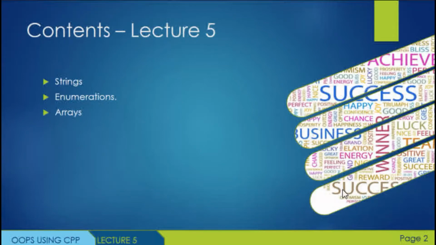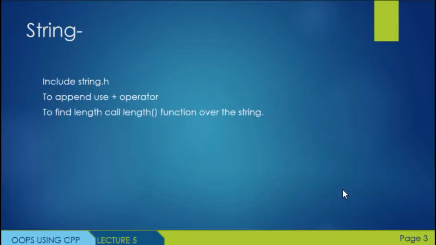So, contents for today are strings, enumerations, and arrays. To use strings in our file, we need to add a header file called string.h. String.h is a header file which allows you to use string as a data structure, as a data type, so that you can accept strings or manipulate strings.